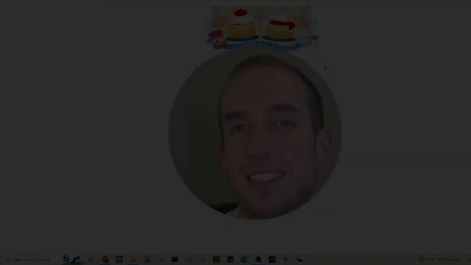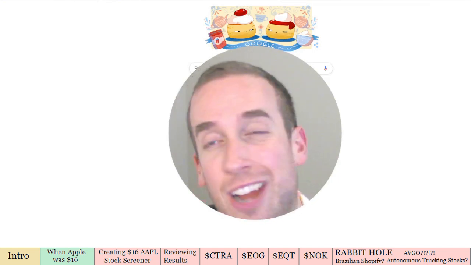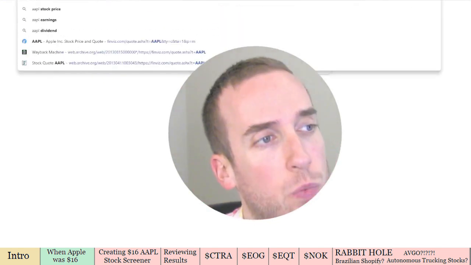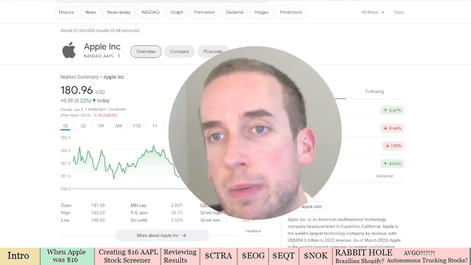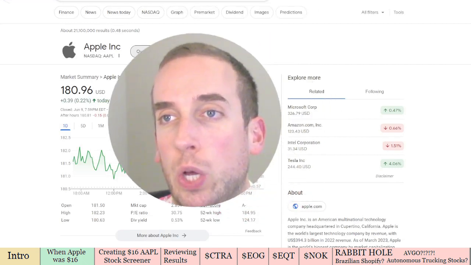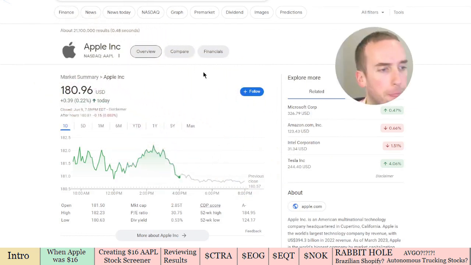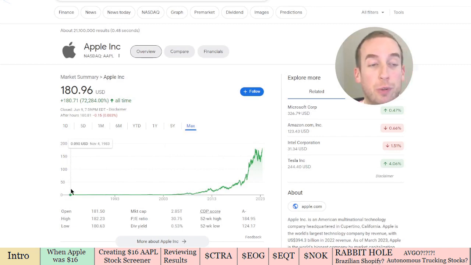Let's jump on in. All right, we are on google.com, and the first thing we're going to do is pull up the Apple stock history, and we're just going to want to see when we had around $16 a share. All right, I'm going to hit max right here. And looking down here all the way back in 1983, it was 9 cents. Very cool.